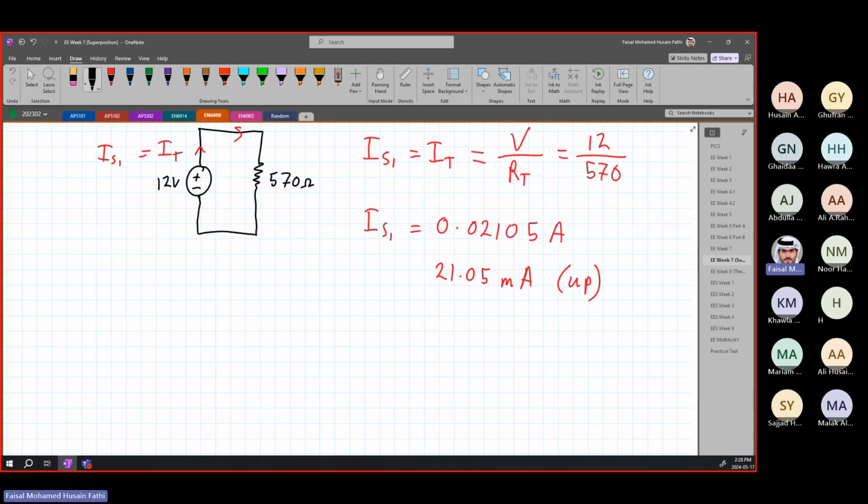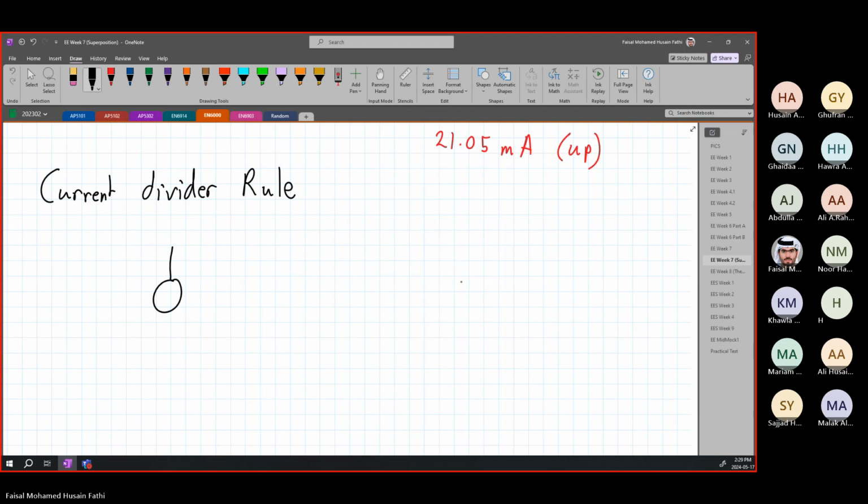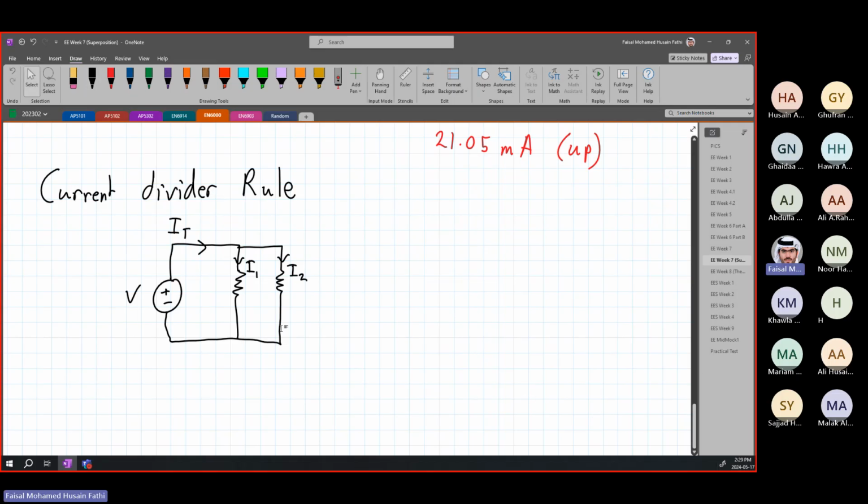So what is the current divider rule? When you have any circuit with two resistors in parallel, let's call this V, and let's call this I total. We're going to have a current over here, I1, and a current here, I2. Let's call this R1, and let's call this R2.